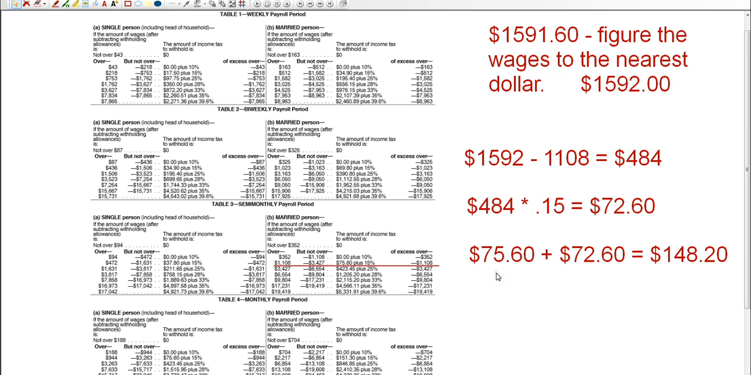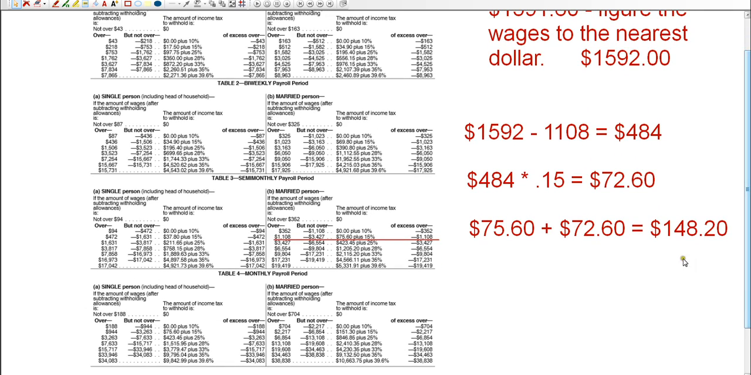So now we know that our tax is $75.60 plus the amount on the excess, which is $72.60, for a total of $148.20. So $148.20 is the amount that you would withhold from Mary's paycheck, and you would pay that to the IRS on her behalf.